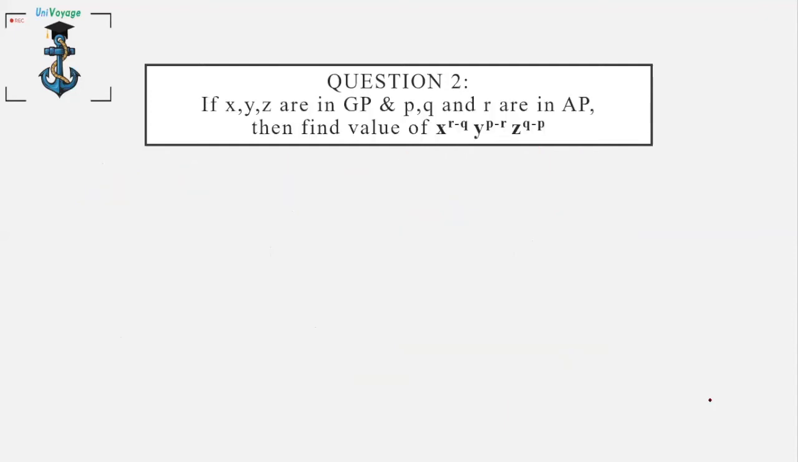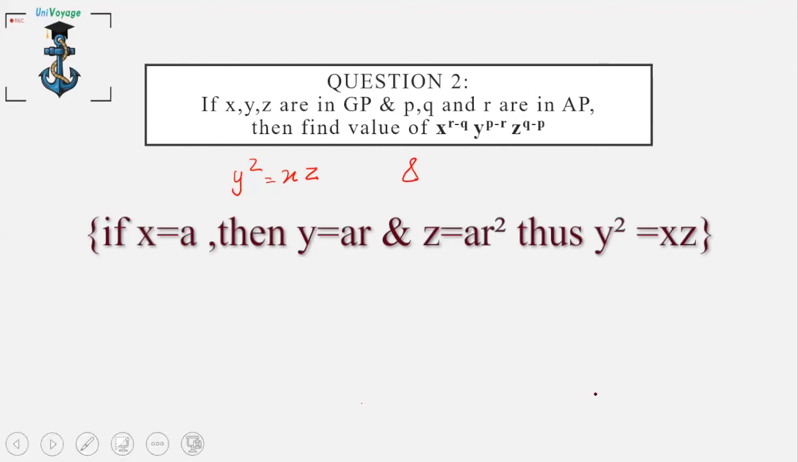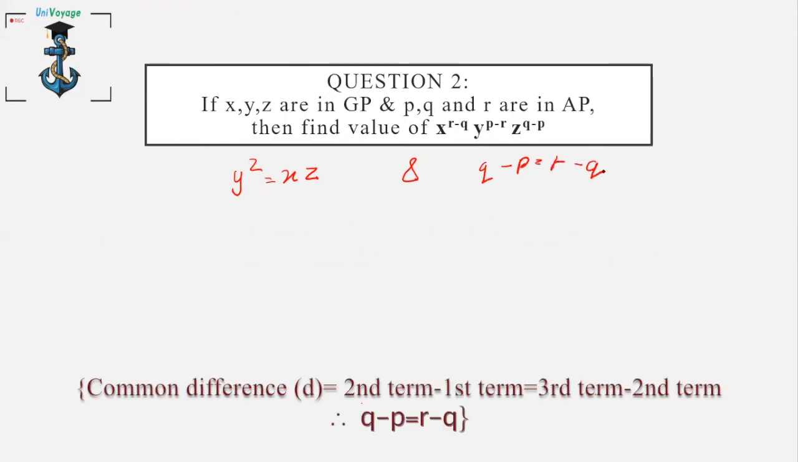Let's go ahead. So if X, Y, Z are in GP and P, Q and R are in AP, then find the value of X raised to R minus Q into Y raised to P minus R into Z raised to Q minus P. Here by the definition of GP, we know that Y square is equal to XZ, and here we know that Q minus P is equal to R minus Q. So if you can't understand this, please go back to the formulae, and if you have any doubts, you can ask your doubts in the comment section and we'll answer them.